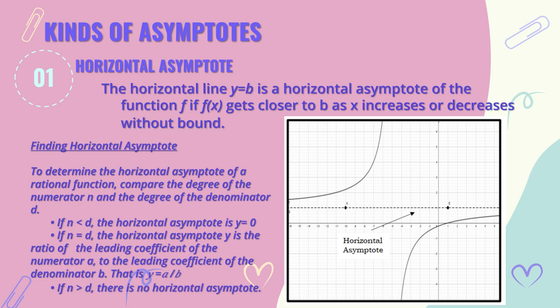Take note of this. If n is less than d, the horizontal asymptote is y is equal to 0. If n is equal to d, the horizontal asymptote y is the ratio of the leading coefficient of the numerator a to the leading coefficient of the denominator b. That is, y is equal to a over b. The third condition is if n is greater than d. There is no horizontal asymptote in that situation.